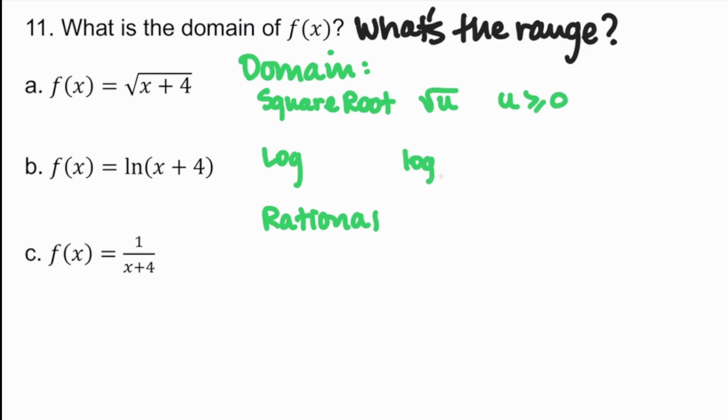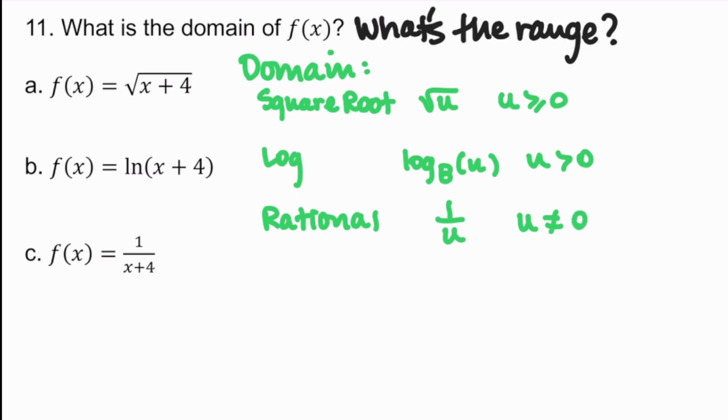If we're taking log of u, where u might be some expression involving x, we can only take the log of a positive number. So u has to be greater than 0. And for a rational function like 1 over u, u just can't equal 0. So those are the three scenarios we need to be aware of.